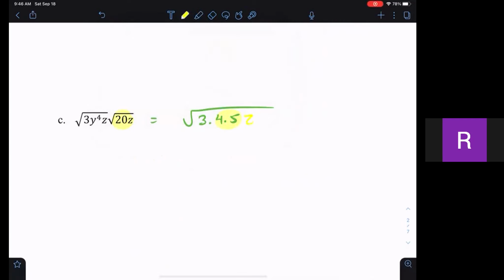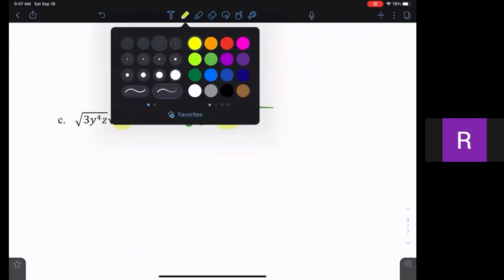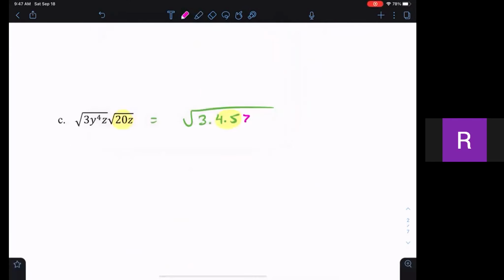The C, I'm going to leave it as it is. And then I have y^4, and then I have c, right? Now, the 3 doesn't have a perfect square. This is not a perfect square. 4 comes out, 5 stays inside. So I have inside 3, 5 so far. The c stays inside, right? Because that's just 1. y^4 comes out as y^2, right?